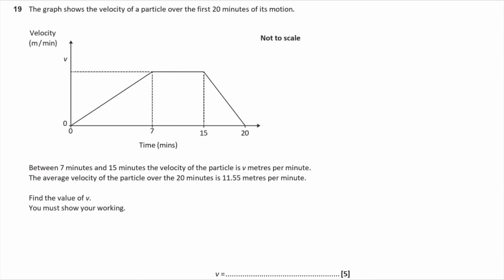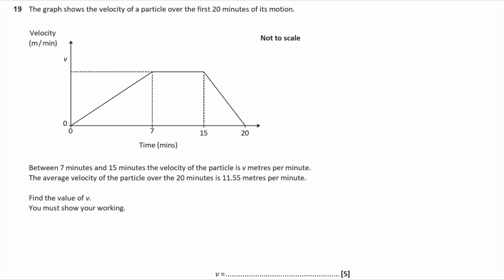Question 19. The graph shows the velocity of a particle over the first 20 minutes of its motion. Between 7 minutes and 15 minutes, the velocity of the particle is v meters per minute. The average velocity of the particle over the 20 minutes is 11.55 meters per minute. Find the value of v. You must show your working.